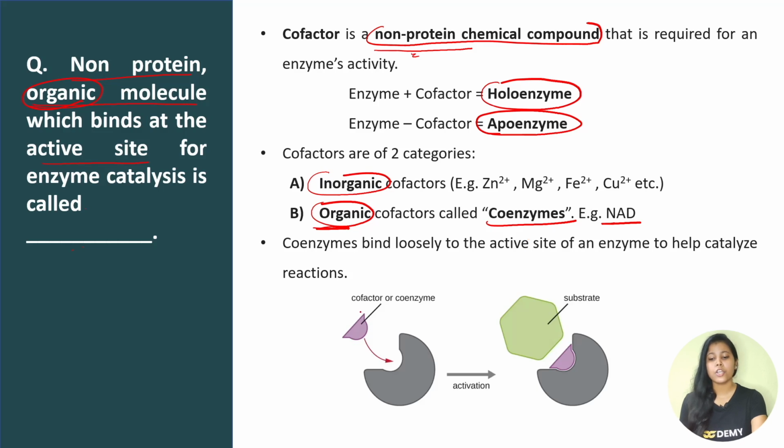If you see in this image, once the enzyme is there, this is the apoenzyme. Once the cofactor or coenzyme binds at the active site, it will get activated and it will form the holoenzyme. And after activation, now the substrate can come and bind, and now the reaction can proceed further. So this is how the reaction of this enzyme will occur. So here we have the answer as coenzymes.